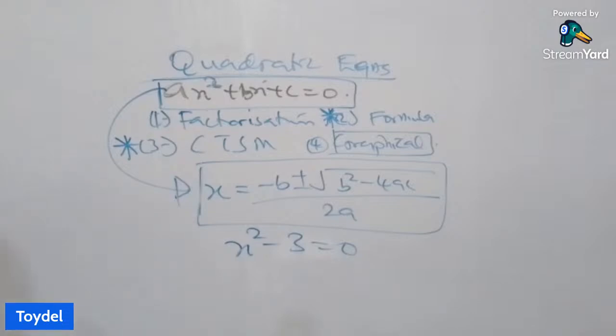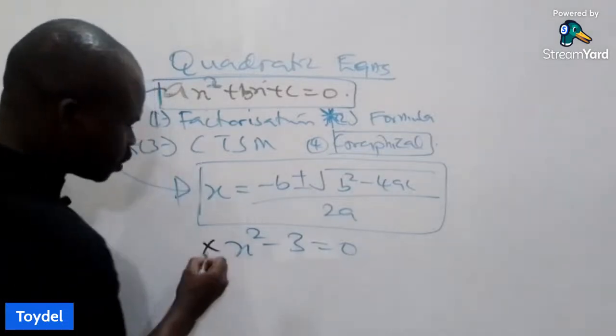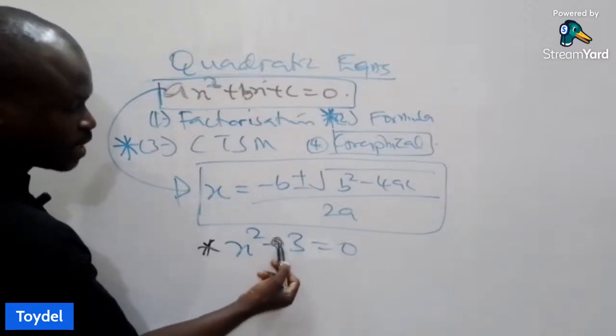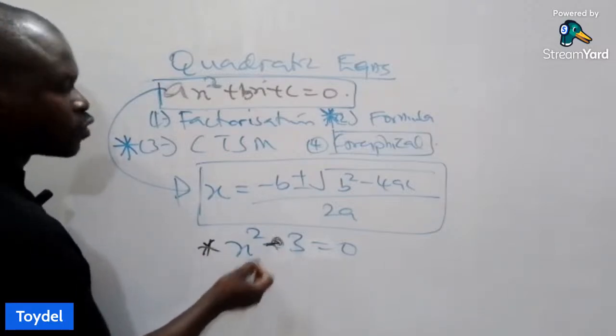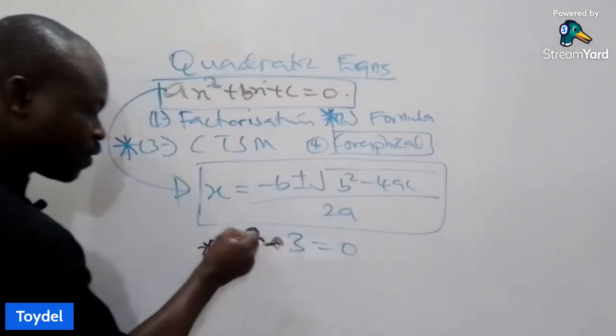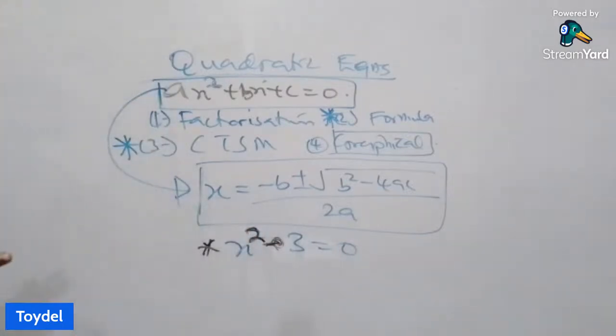It's a quadratic equation, but it shows that the coefficient of x is 0 because we don't have anything in form of x here. So it is also a quadratic equation. Once you know the idea, if you have the highest degree of the equation to be 2, that equation is a quadratic equation. And those are the methods that we use.